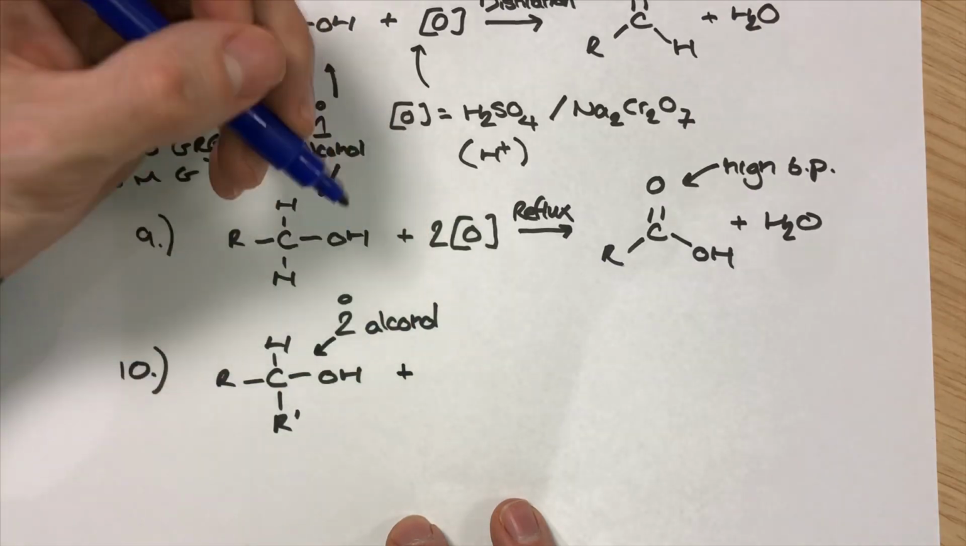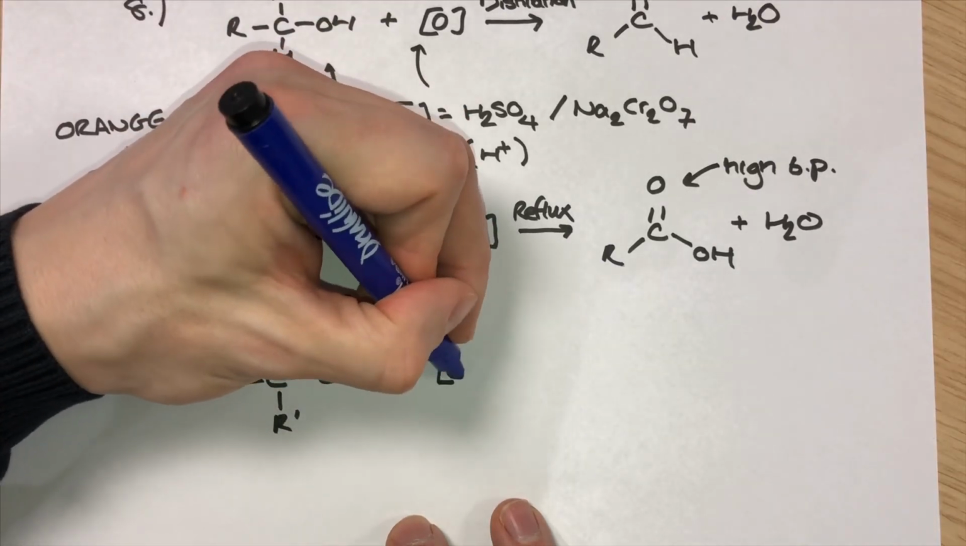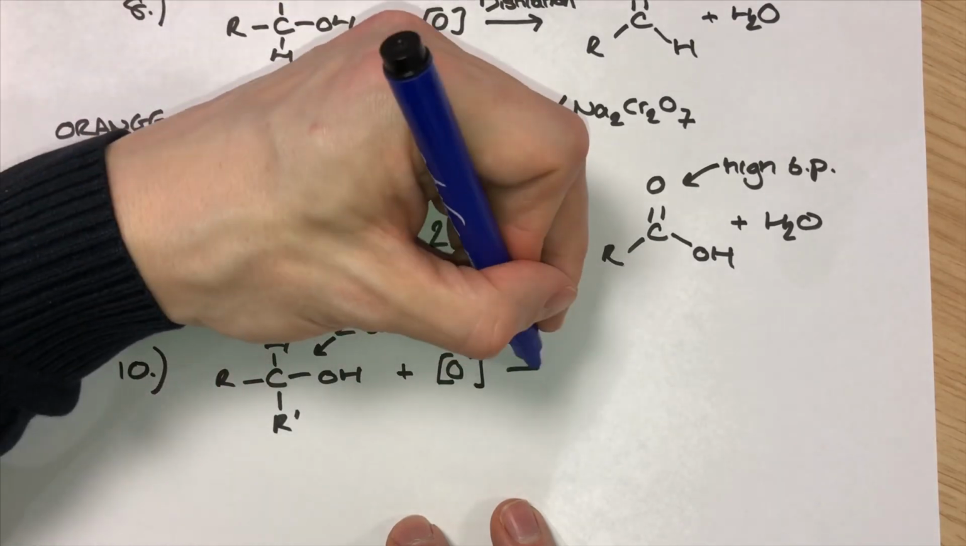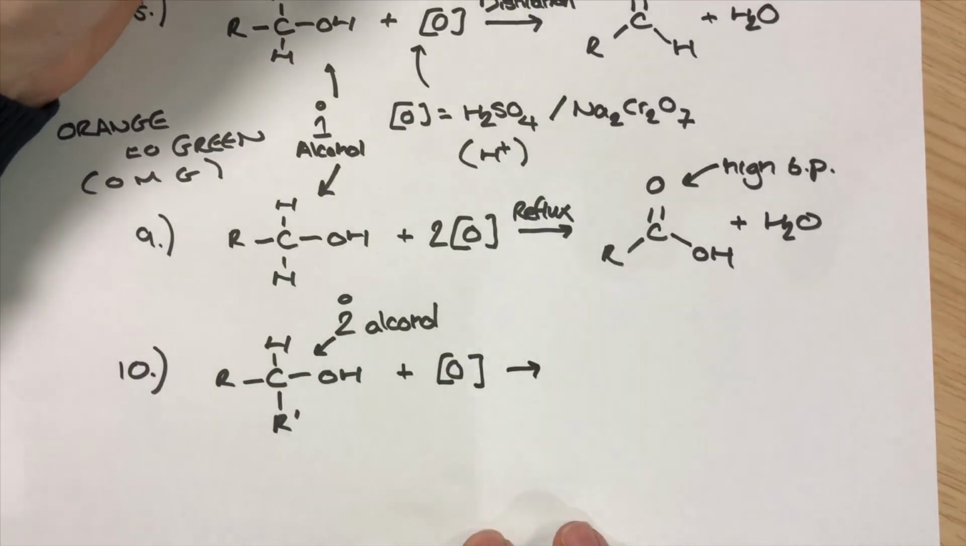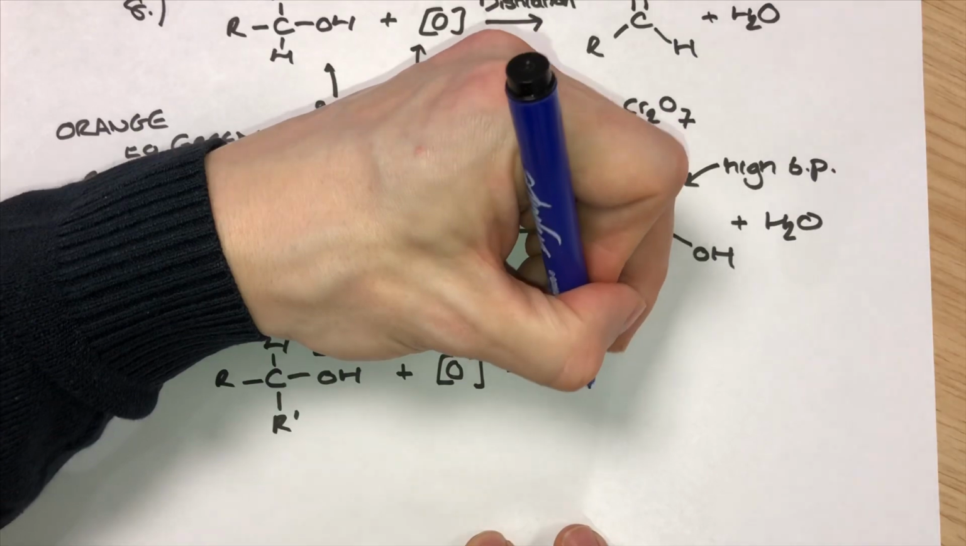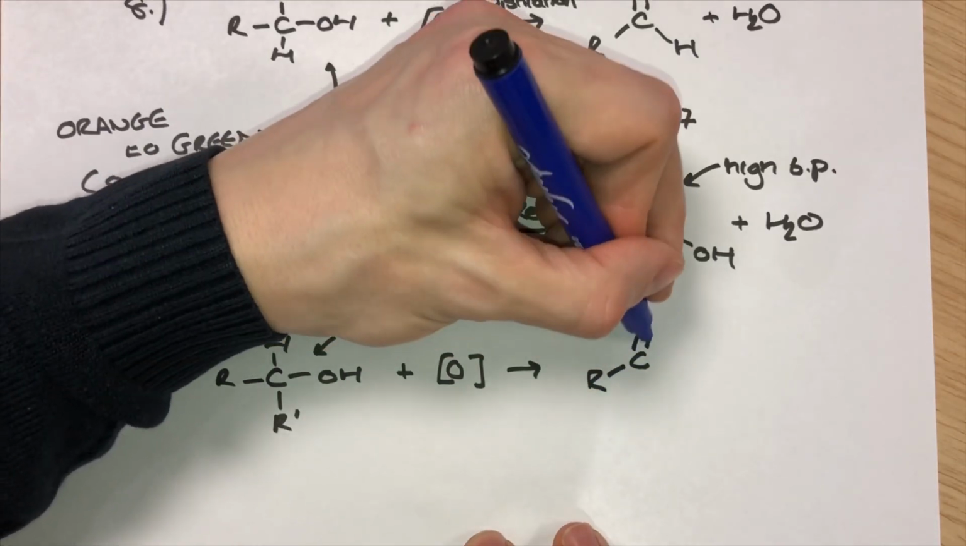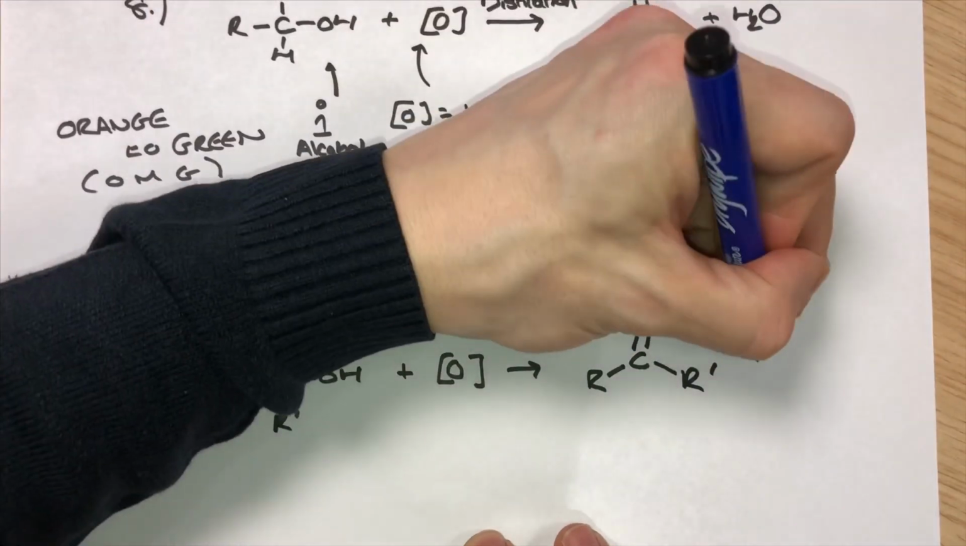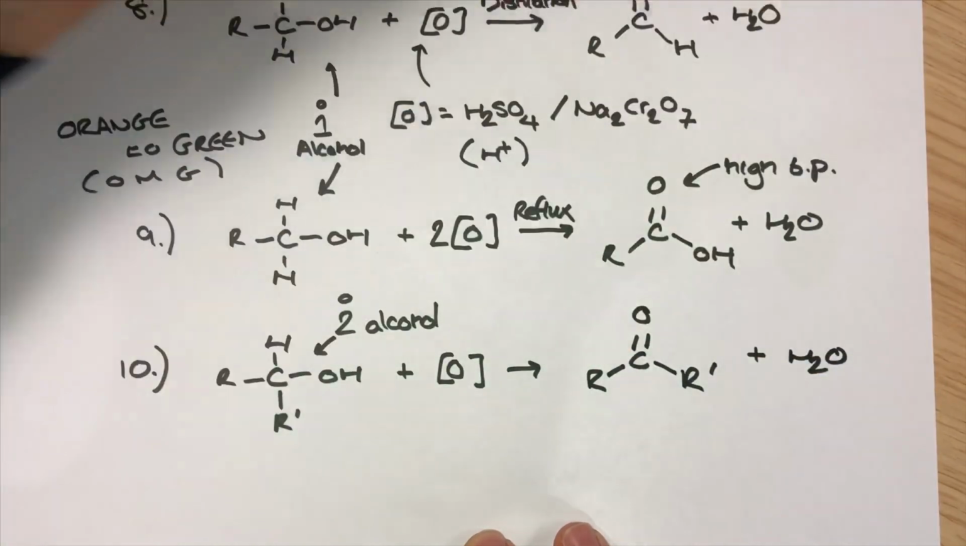So the secondary alcohol reacts with exactly the same oxidizing agent, and really we should do this reaction heated under reflux. Although it would work under a distillation, your OCR specification really does insist that you learn it's a reflux. I just wanted to put that in there as a little bit of extra information. The ketone product here is different from an aldehyde, but it looks very, very similar.